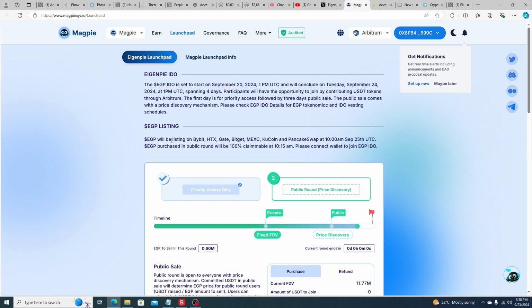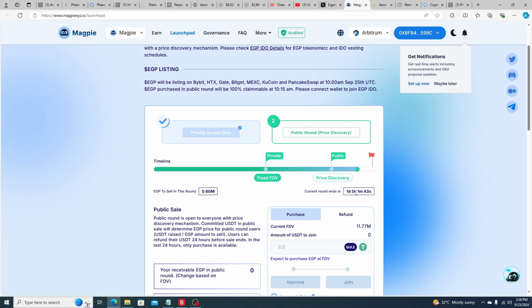Listings of the EGP token is going to happen on the 25th, 10 a.m. and it's going to list on Bybit, HTX, Gate, BitGet, MEXC, and KuCoin, as well as PancakeSwap. That has been established already. So there is 5 hours left for you to be able to participate in a refundable manner.